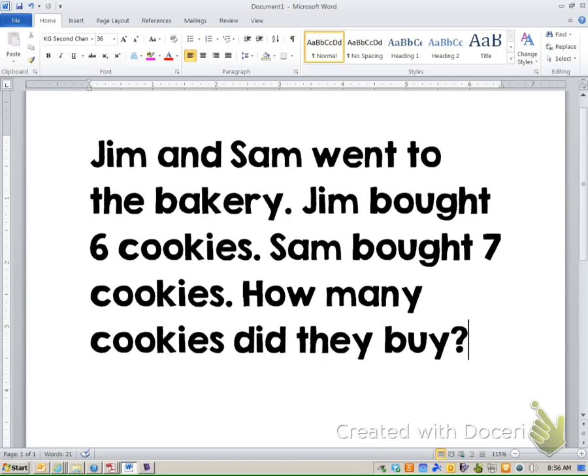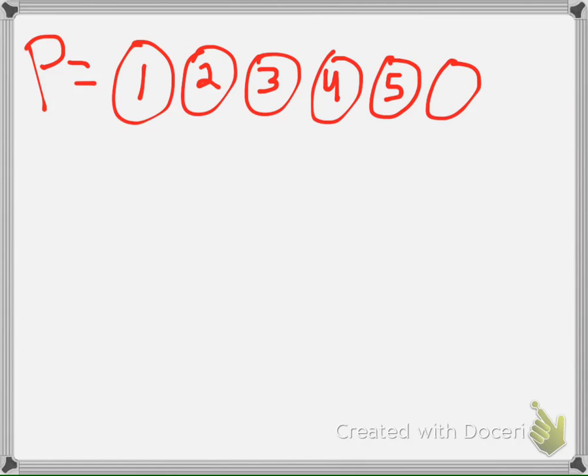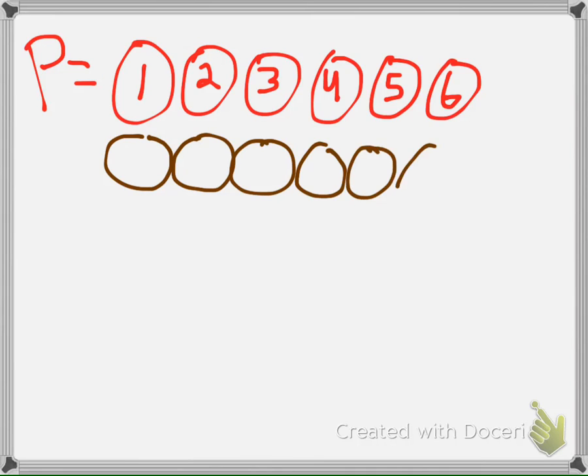So here's what you can do if you are working on this problem. The first step you could do is make a picture. And that's what the P in P's stands for, a picture. So we know that Jim had 6 cookies. 1, 2, 3, 4, 5, and 6. And then we know that Sam got 7 cookies. So let's use a different color. So Sam got 7 cookies, so then I'm going to go 1, 2, 3, 4, 5, 6, 7.